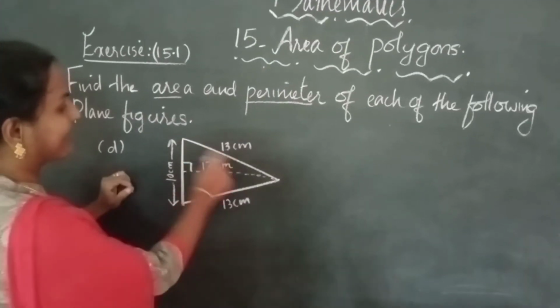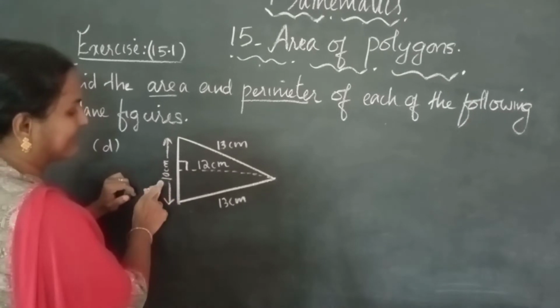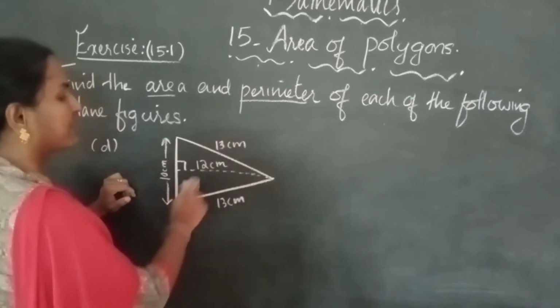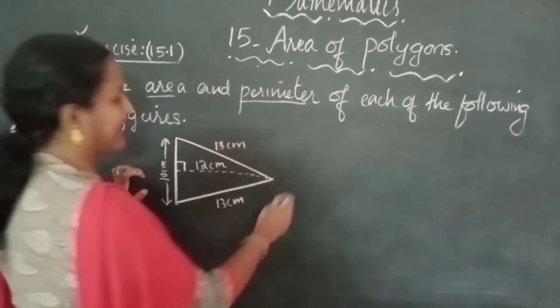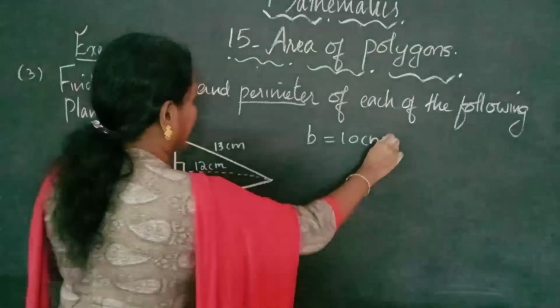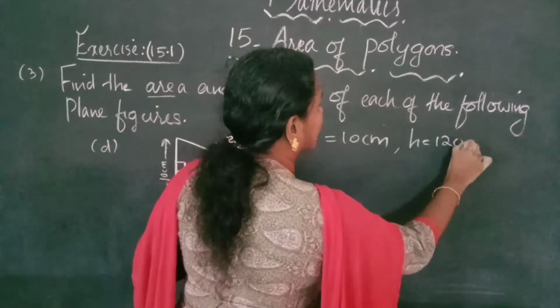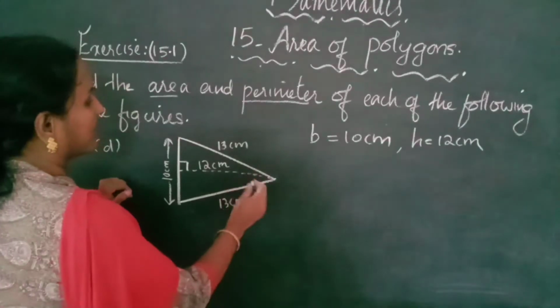Option D is a triangle whose sides are given. The base is 10 centimeter, the other two sides are 13 centimeter, and the height is 12 centimeter. You have to find the area. Here the base B is equal to 10 centimeter and the height H is equal to 12 centimeter. The other sides are 13 centimeter.